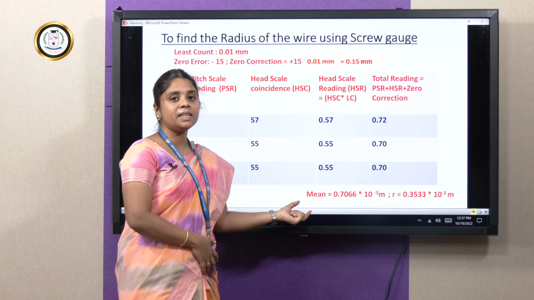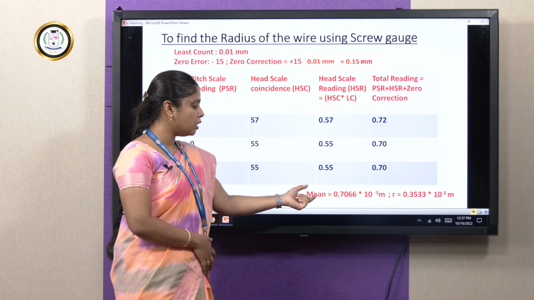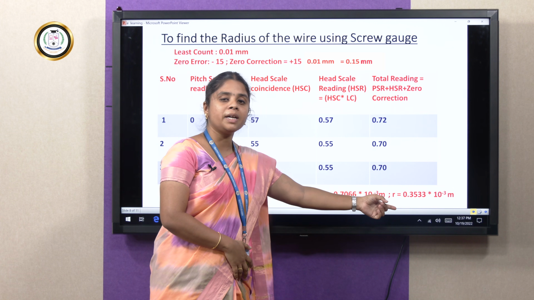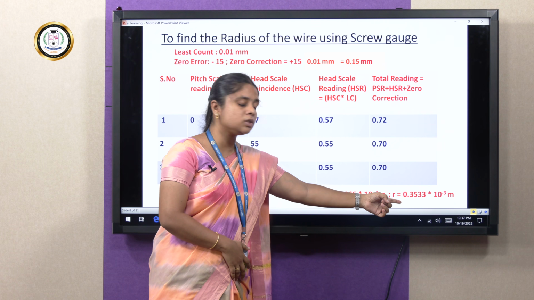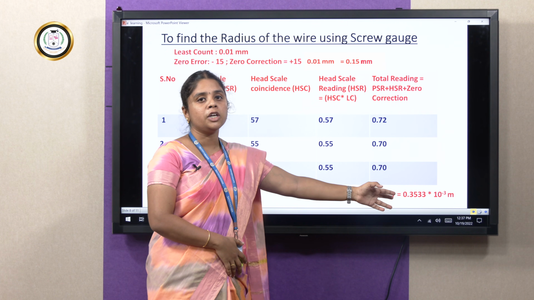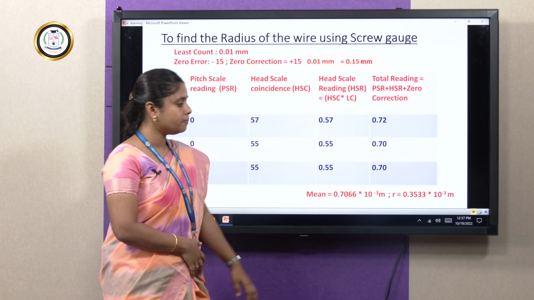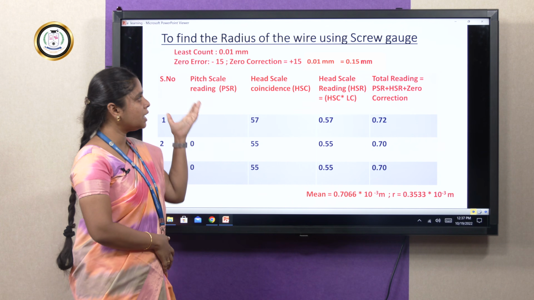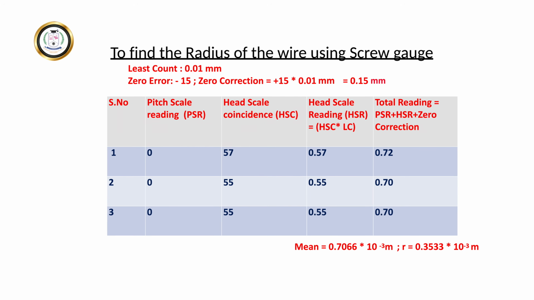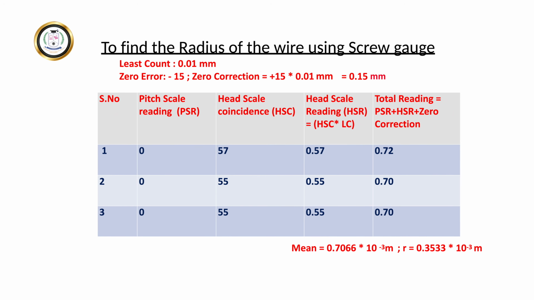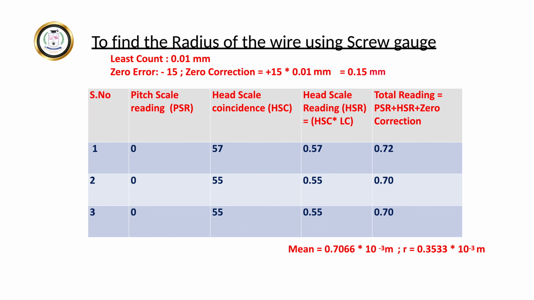So now we have obtained the diameter of the suspension wire. From the mean, divide by 2, and we will get the radius, that is r is equal to 0.3533 into 10 power minus 3 meter. So this table shows the radius of the wire, r is equal to 0.3533 into 10 to the power of minus 3 meter.